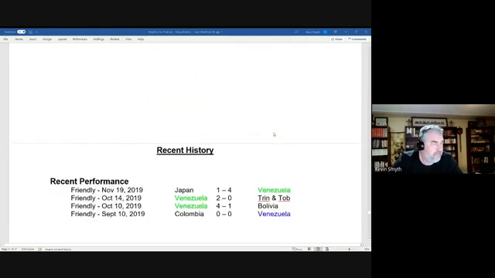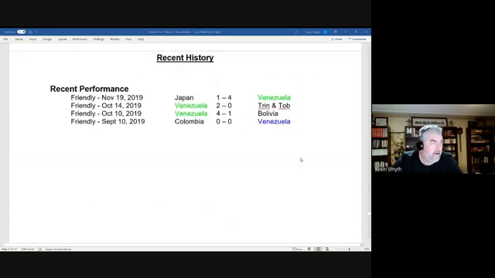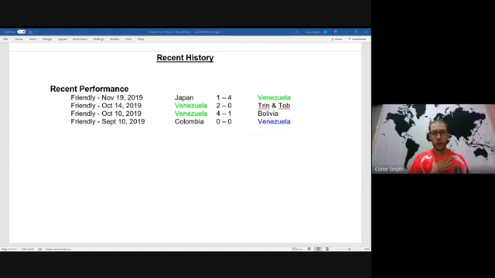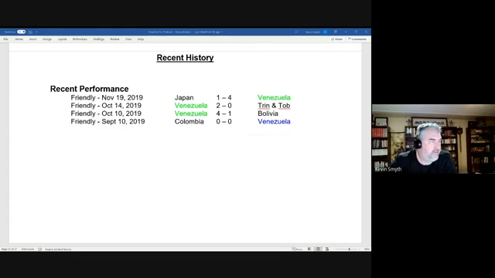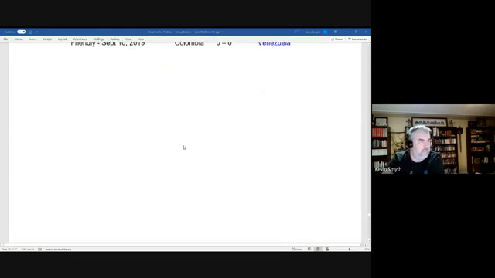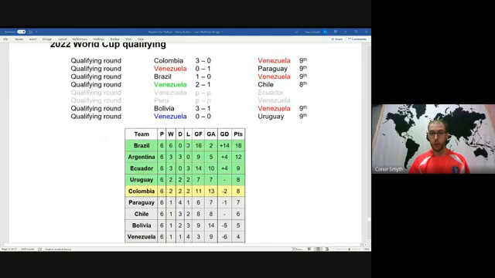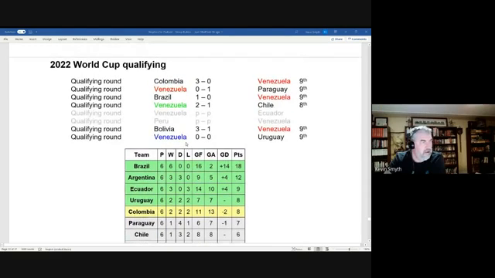Let's take a look at their recent performance here. They actually didn't play a lot of friendlies in 2019? No, not a lot. They played 4 towards the end of the year. They tied Colombia and then beat Bolivia, Trinidad and Tobago, and then Japan. So some good performances to take into 2022 World Cup qualifying. Yeah, that win against Japan might be the best result there. Yeah, 4-1 on the road, so very impressive. Okay, let's move on to World Cup qualification for 2022 and see how they're doing.